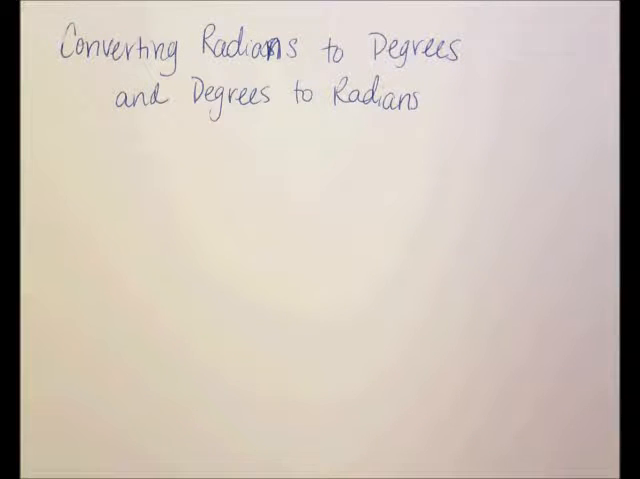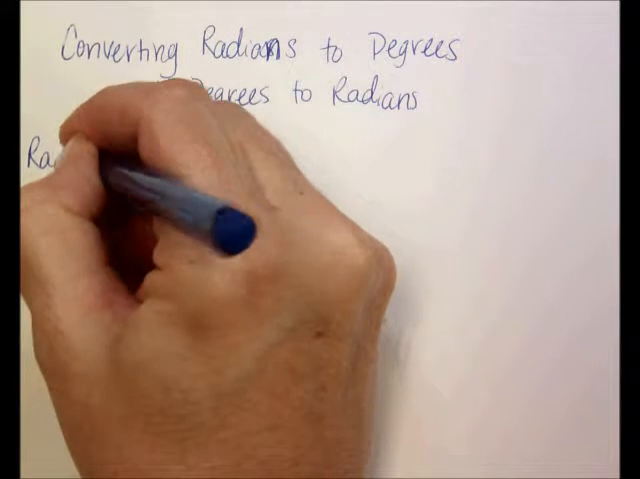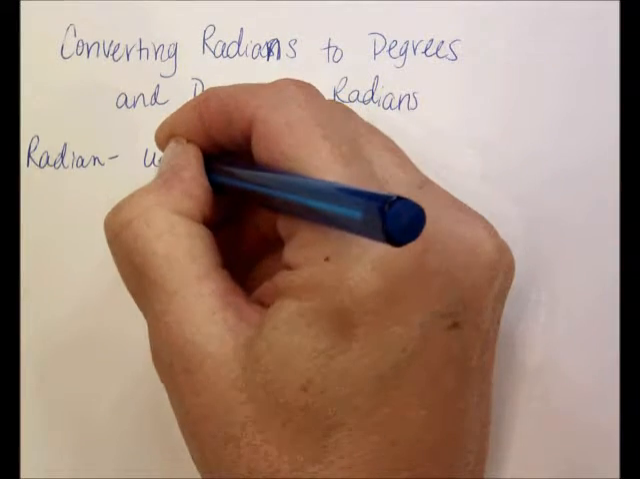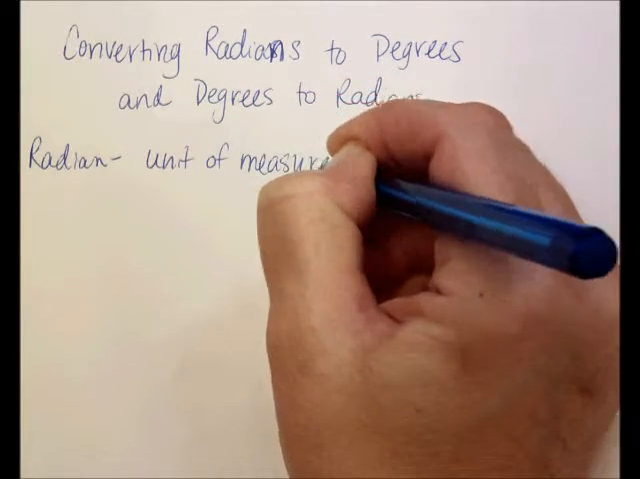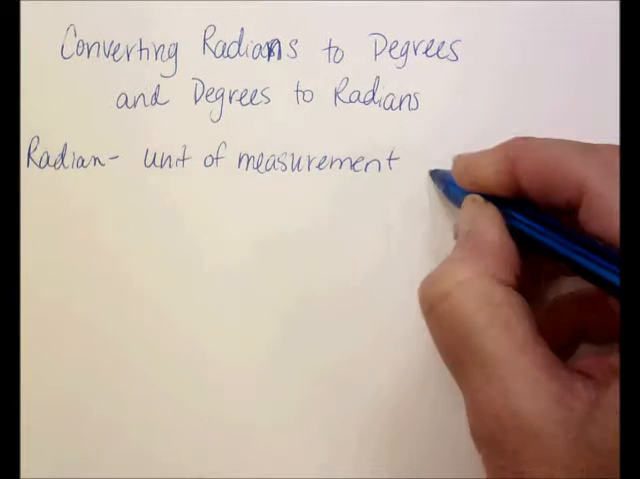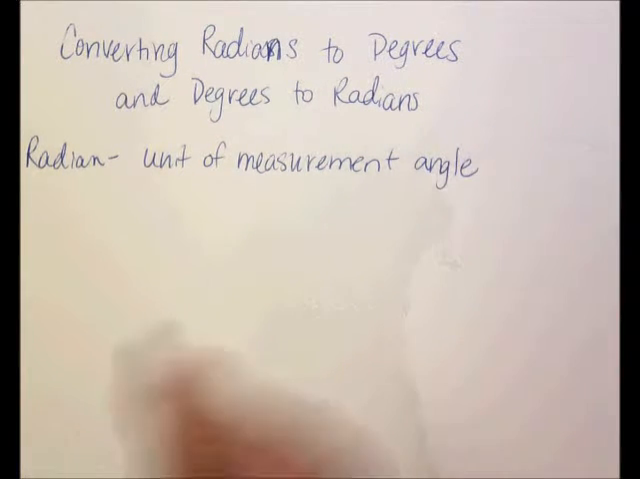I thought I would tape a quick video today on converting radians to degrees and degrees to radians. Today in class we discussed what a radian was, and we talked about a radian is a unit of measurement for an angle. And we went on to talk about, in the past, our unit of measurement has been degree. So now we're going to add another unit of measurement to angles, and it is radian.